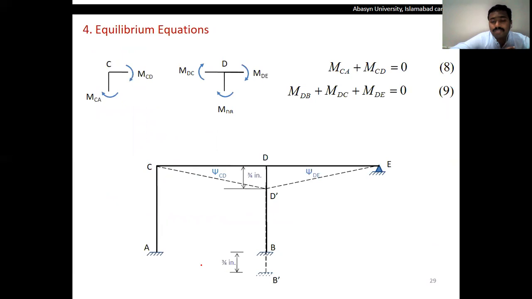Once you have these end moments, you will apply the equilibrium equations, which will remain the same as we have used in the previous problems. That is, at joint C, it will be MCE plus MCA plus MCD is equal to 0. While at joint D, it will become MDB plus MDC plus MDE should be equal to 0.